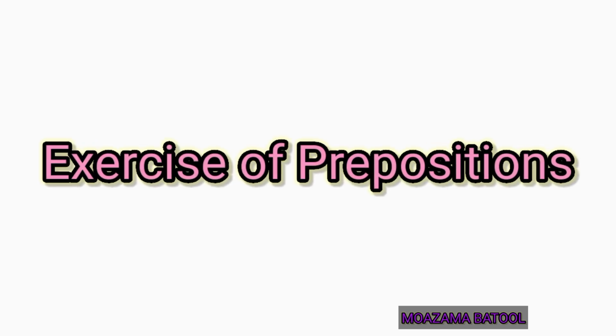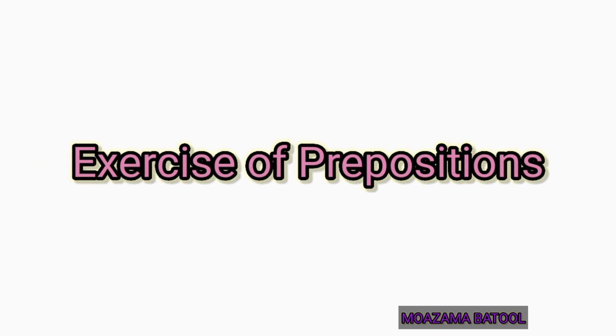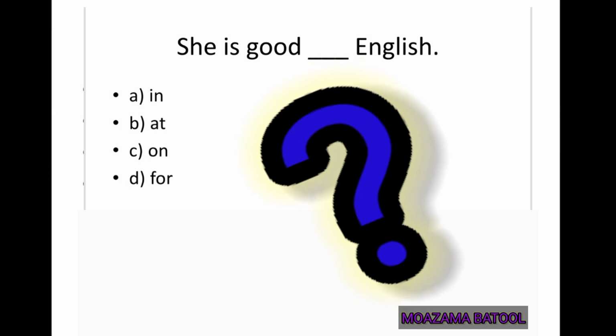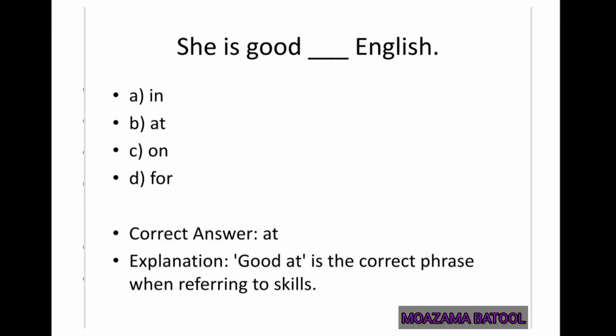Let's solve some common MCQs and quick fixes. So the first one is, she is good dash English. Options are in, at, on, for. The correct answer is at, because good at is the correct phrase when referring to skills.